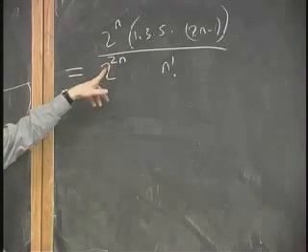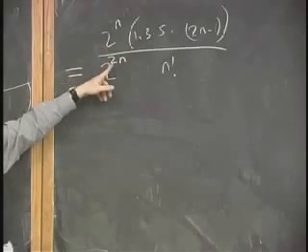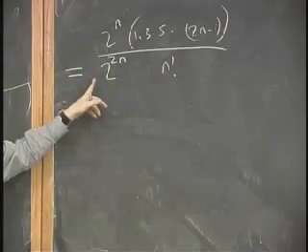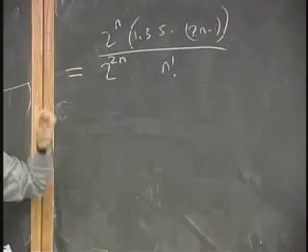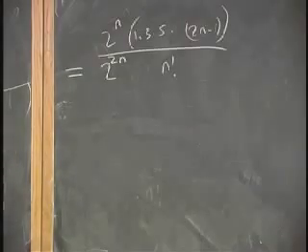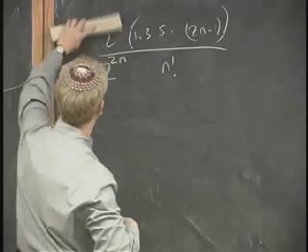2 to the n and 2 to the 2n. What happens there? I got n 2s on the top. I got 2n 2s on the bottom. n of them disappear from the top. They're all gone, and I'm left with just 2 to the n on the bottom. So that's also nice. Bye-bye.